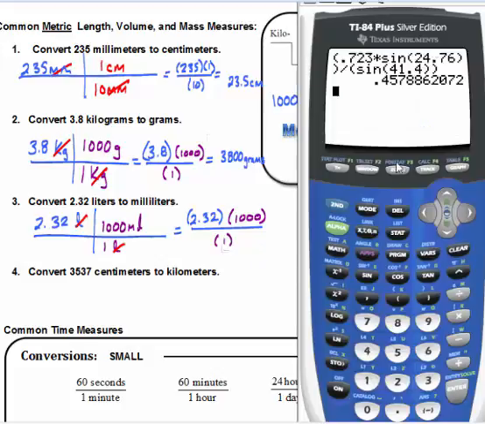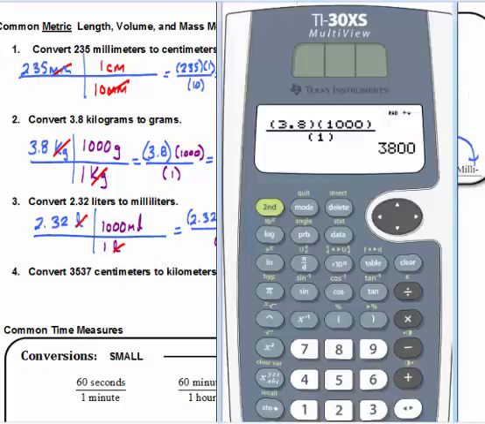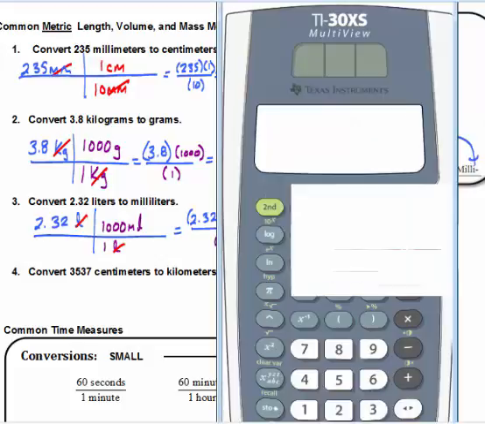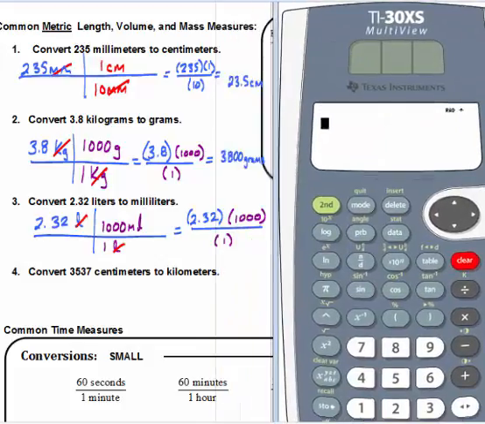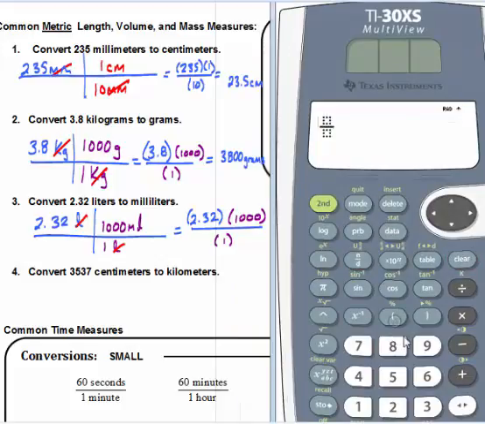Alright, so I keep grabbing the wrong calculator. So for this one, we'd have 2.32 times 1,000 divided by 1. So 2,320, exactly what we had right there.